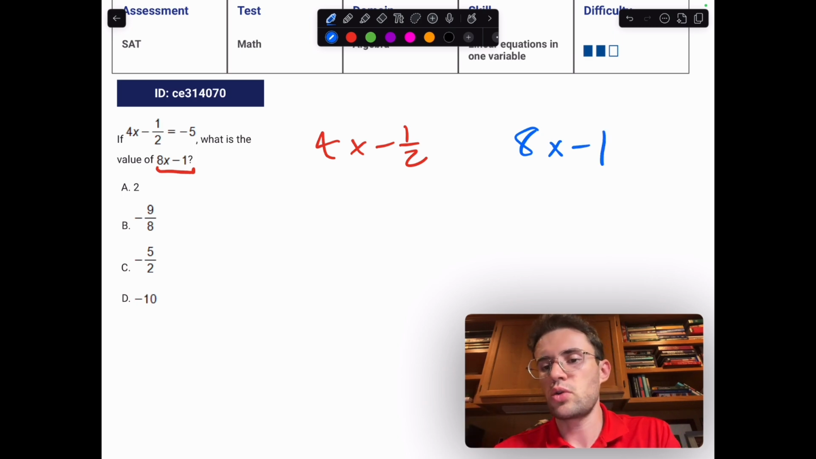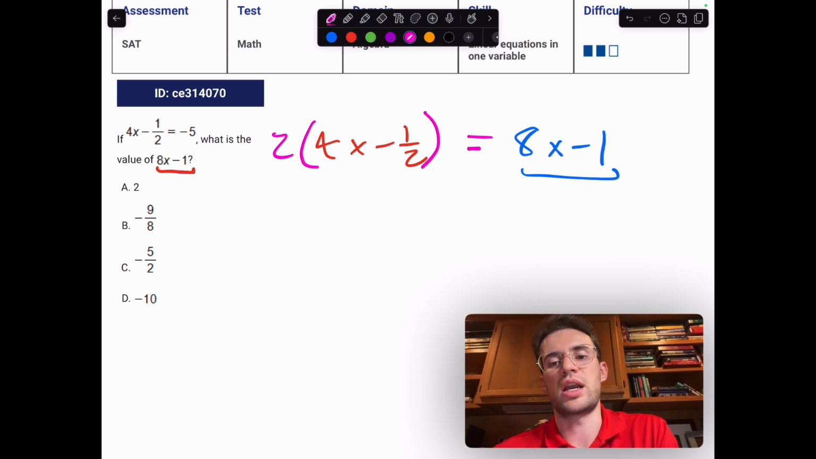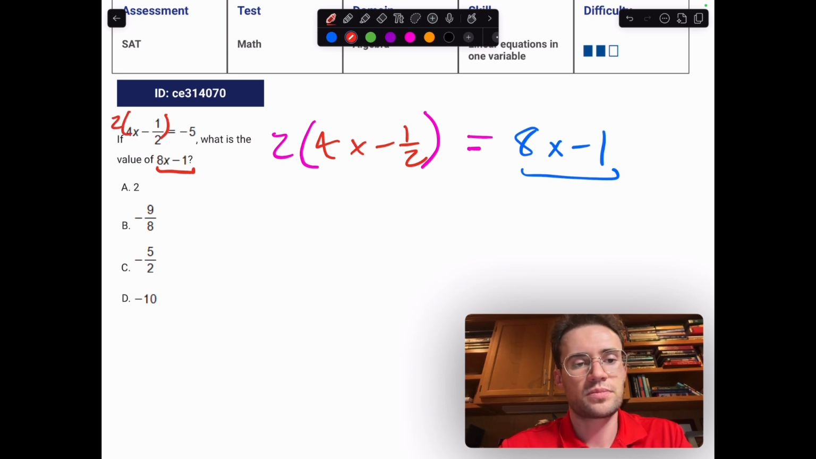But this blue one right here, the 8x minus 1, is just double the red one. So 4x minus 1/2, right? If you multiply this whole thing by 2, it's equal to 8x minus 1. 2 times 4x is 8x, 2 times negative 1/2 is negative 1. So if we want to solve for 8x minus 1, you can do it without finding x by just doubling both sides. So double this side and double this side. So you're multiplying both sides by 2.